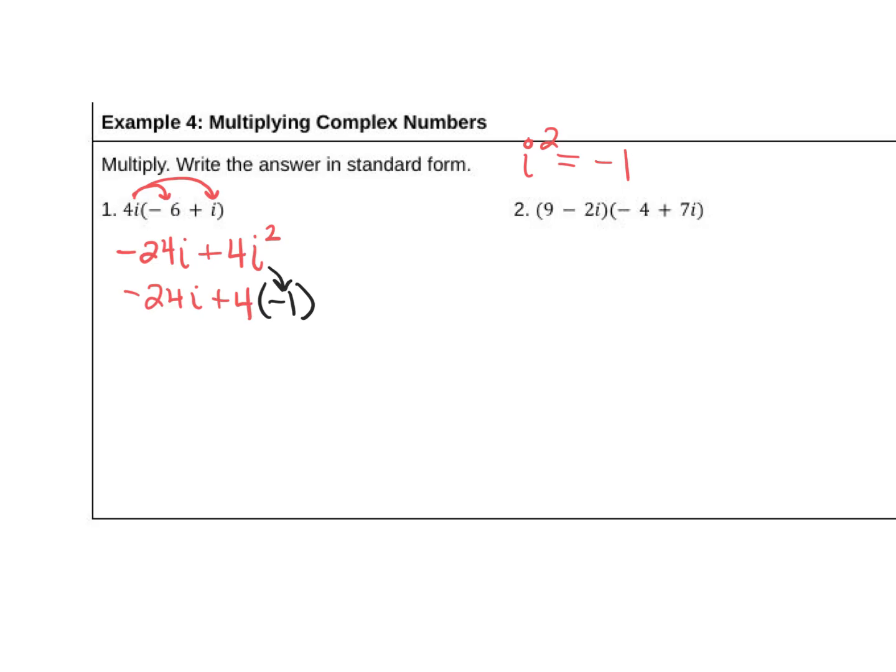Okay, so now we can do the math. So we get negative 4, and then I just got to be careful. I got to move that negative 4 in the front just so I write it in the right format, because it's always got to be real plus imaginary. Okay? Questions on that? Or it might be that it's just kind of new and it's going to help you to practice.